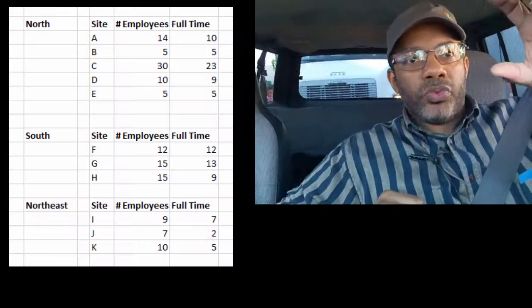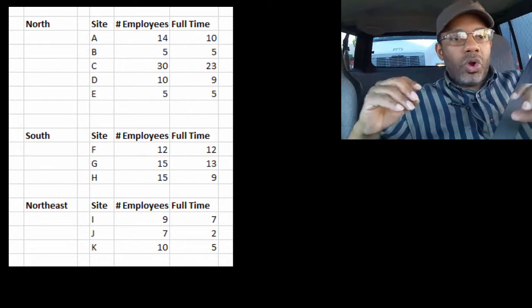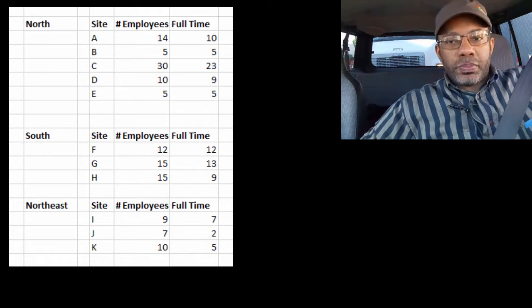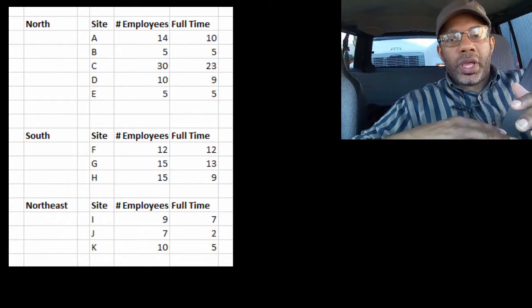When a person has data where you're trying to break things up, say you've got regions, you've got the north region and a blank row, and then the south region, blank row, northeast region, that creates problems for a pivot table. No, you've got to get rid of all those blank rows.